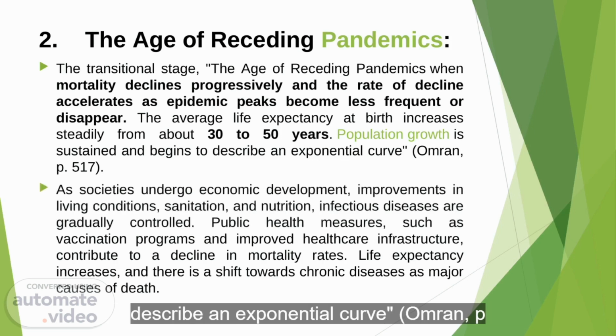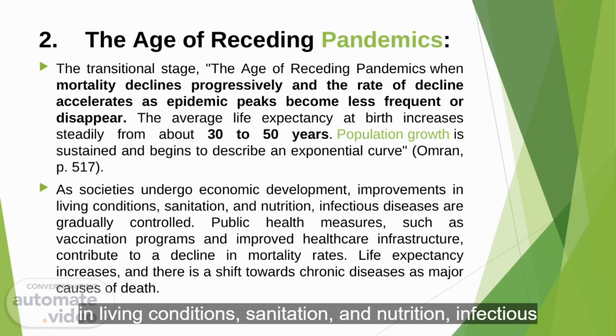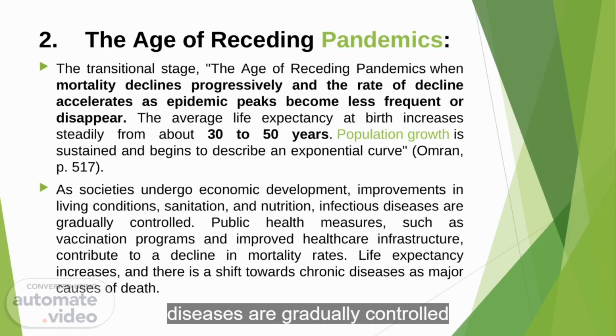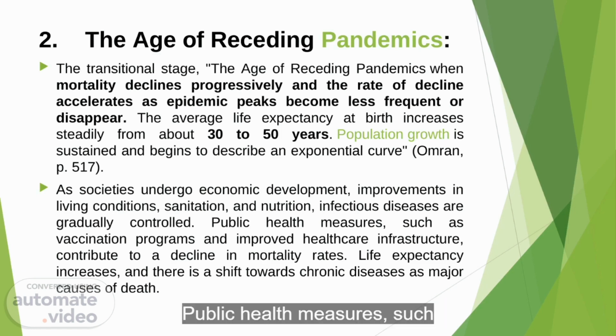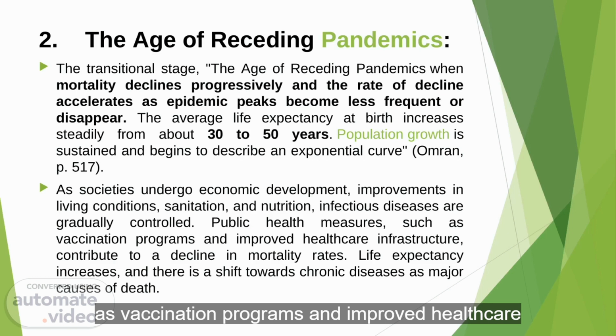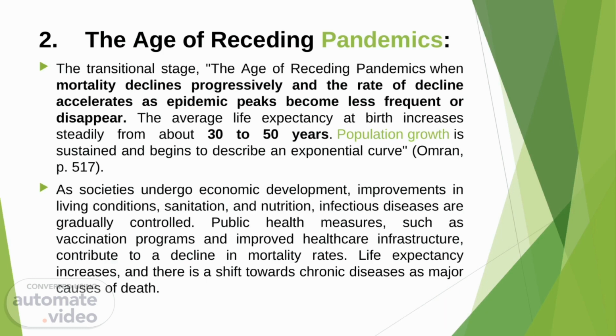Omran, p. 517. As societies undergo economic development, improvements in living conditions, sanitation, and nutrition, infectious diseases are gradually controlled. Public health measures, such as vaccination programs and improved healthcare infrastructure, contribute to a decline in mortality rates. Life expectancy increases, and there is a shift towards chronic diseases as major causes of death.